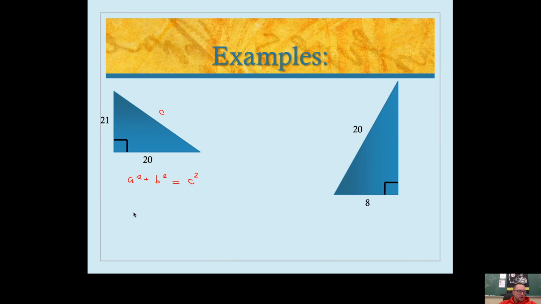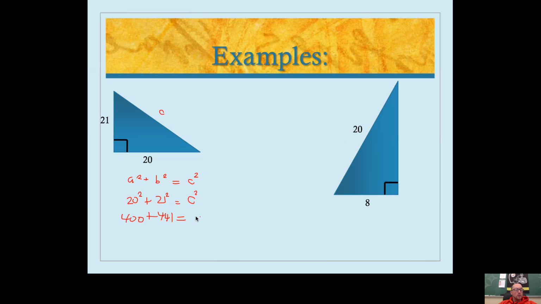So since a and b are your legs, it doesn't matter which order you put them in. We'll say that a is this length of 20, and we'll say that b has a length of 21. Square both of those and add them together. And that's going to give you your hypotenuse squared. Now, if you refer back to your perfect square chart, 20 squared is 400. And if you don't have your chart with you, you can just type this into your calculator or your phone. 20 times 20 gives you 400. What about 21 times 21?